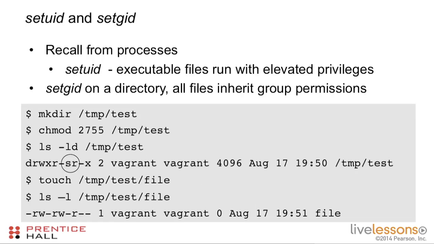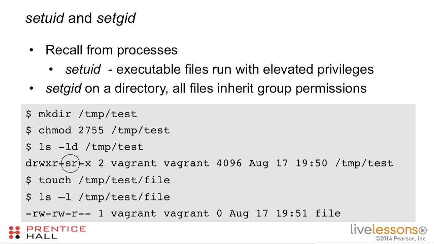Let's learn a little bit more about the setuid and the setgid. So recall from the processes discussion that executable files can run with elevated privileges, and similarly for setgid, all of the files in a setgid directory inherit the group permissions that are already on that folder. So let's run through this example on the slide. First, we make a new directory, /tmp/test. Then we change the permissions on it using the chmod command. So we use chmod 2755 /tmp/test.